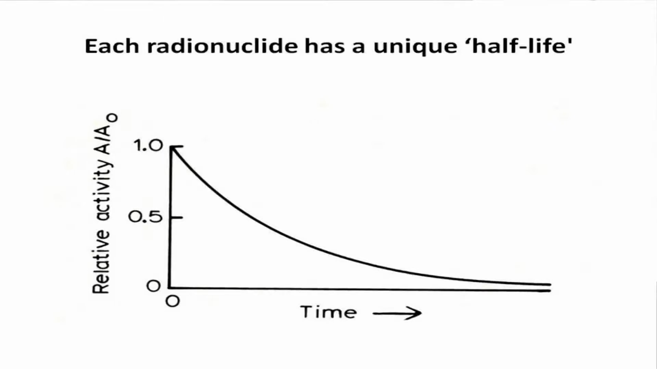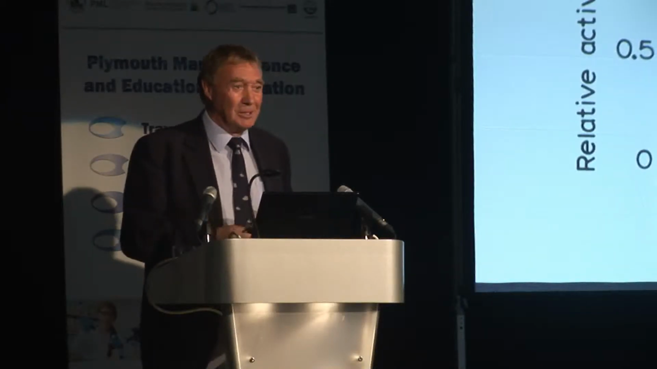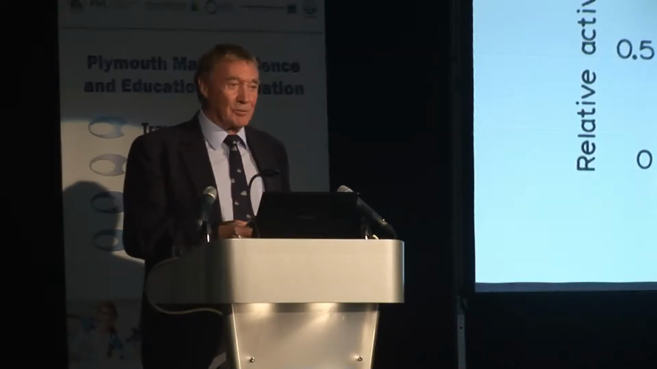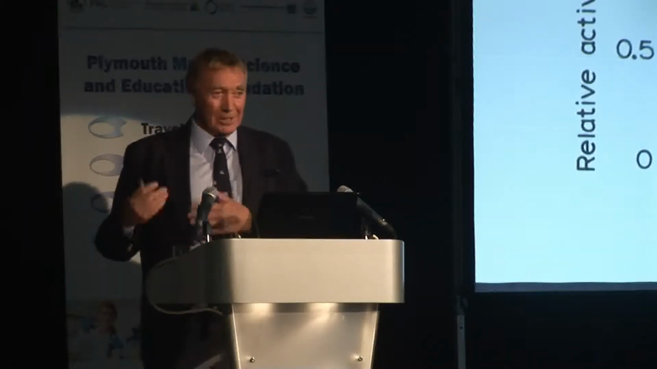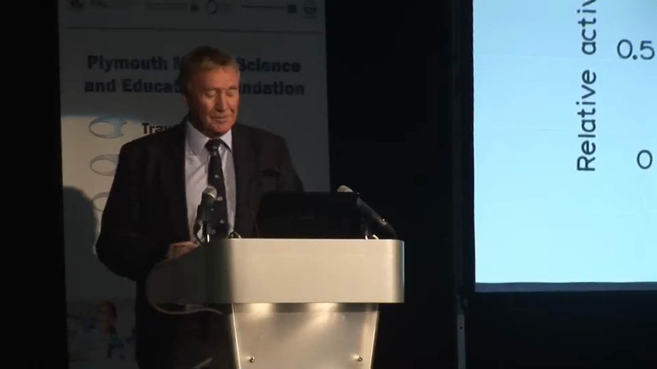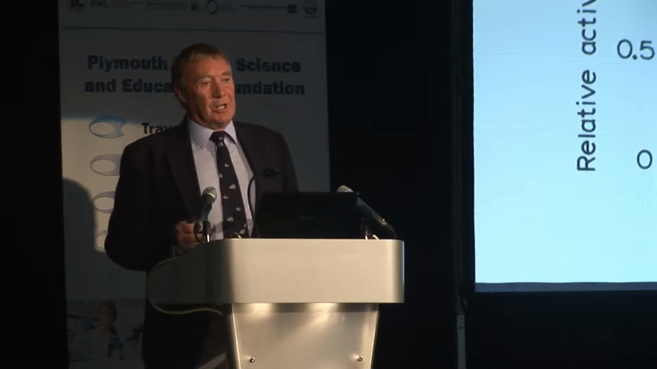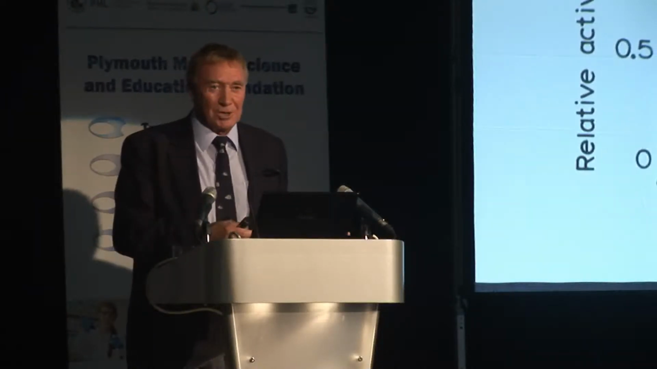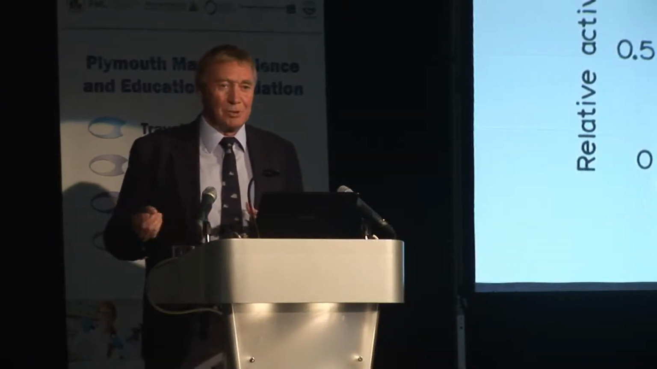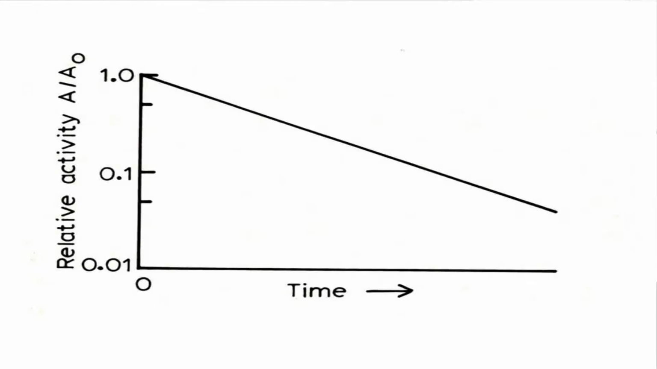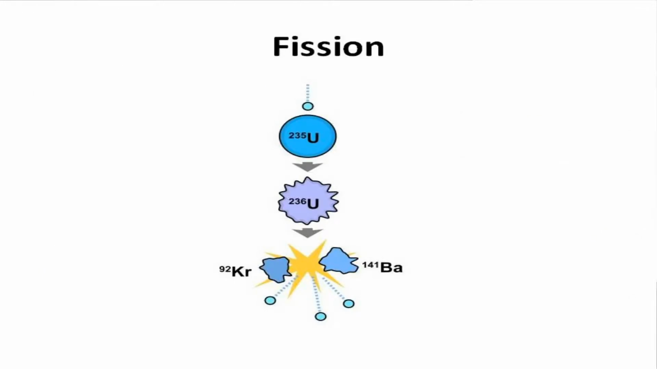Now, each radionuclide has a unique half-life. In other words, there's a fixed period of time. For any one atom, you don't know when it's going to actually disintegrate. If you've got enough of them, over a fixed period of time, half will go, then another half of that half will go, and so on. So it goes away exponentially. After about 7 half-lives, you're down to less than 1% of what you started with. After about 10 half-lives, you can more or less forget it. You can either represent it on a normal scale, or usually it's done on a log scale like that.